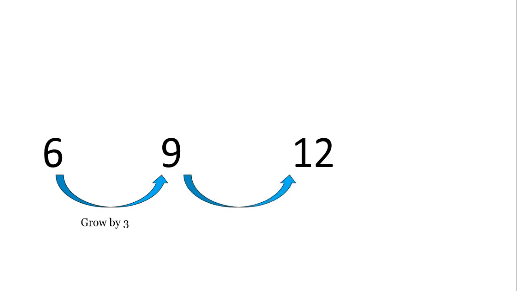What about 9 to 12? How much do you grow by? If you have 9 and you need 12, if you draw one more triangle, that's 10. Another triangle is 11. A third triangle is 12. So you grow by 3 in order to go from 9 to 12.